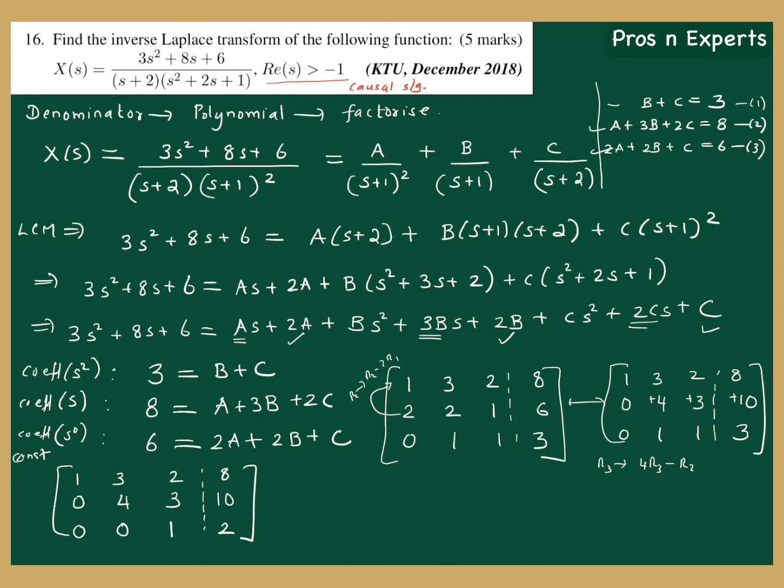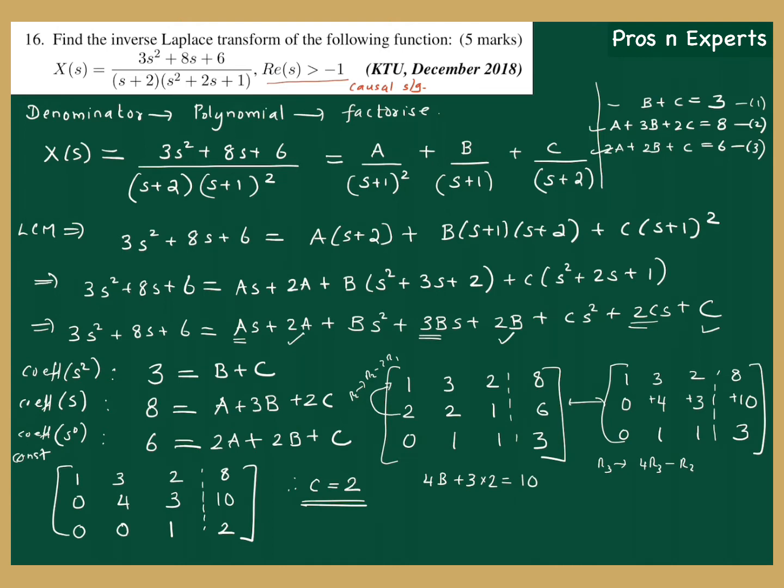Take the last row, you will get this is for A, this is for B, this is for C. Okay, so C equal to 2. Directly we got C equal to 2. Fine. And the second equation will give you 4B plus 3C equal to 10. So 4B plus 3C, but C equal to 2, right? So 3 into 2 equal to 10.